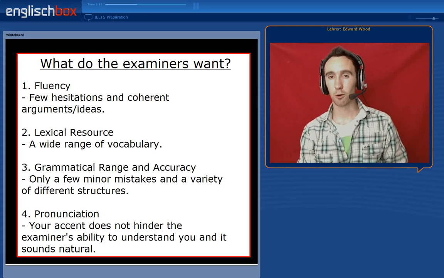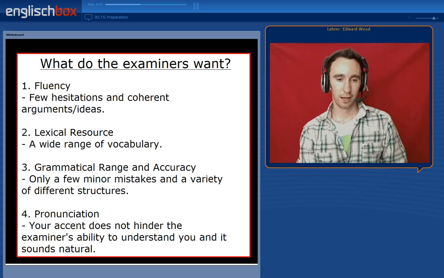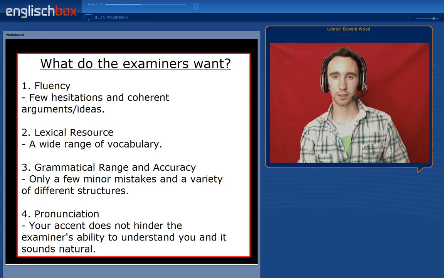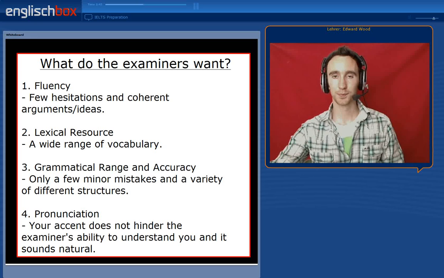They mark you on your grammatical range and accuracy. So not only accuracy, but your ability to use different tenses and different grammatical forms. And they want to make sure you make few mistakes with these different structures. Also, your pronunciation is important. So your pronunciation does not hinder how easy it is to understand what you say and also what you mean.